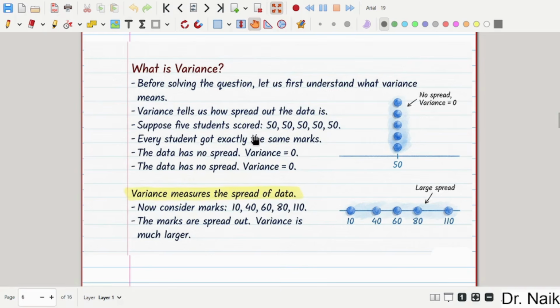Suppose 5 students score 50, 50, 50, 50, 50. Every student got exactly the same marks. Therefore, the data has no spread. Therefore, variance is 0. Now suppose another example. Consider the marks 10, 40, 60, 80, 20, 110. The marks are spread out, so variance must be large. Remember that variance measures the spread of the data.